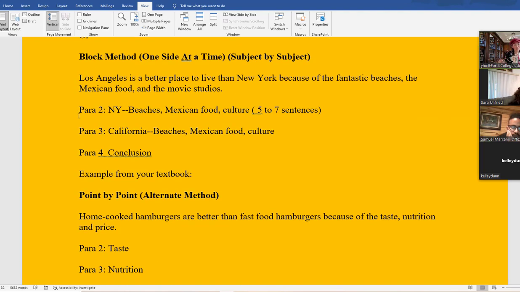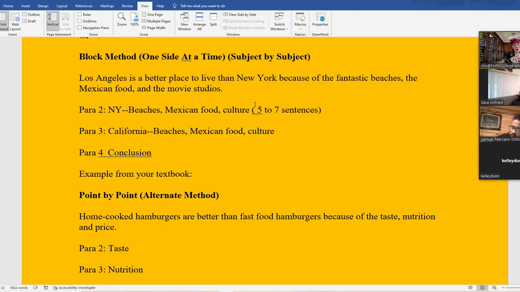The block method is when you write one paragraph about New York and one paragraph about California. So if I say Los Angeles is a better place to live than New York because of the fantastic beaches, Mexican food, and movie studios, then I would write one paragraph about New York, and you write about beaches, Mexican food, and culture. Then you write another paragraph on California, and you write it in the same order: beaches, Mexican food, and culture. Has to be 5 to 7 sentences.